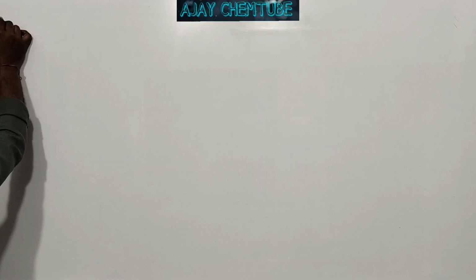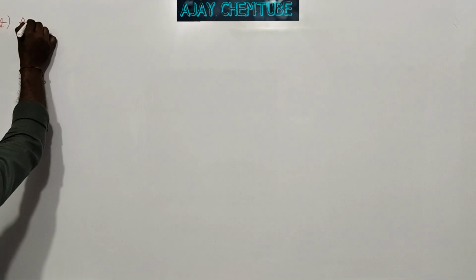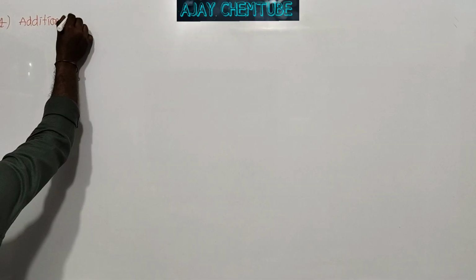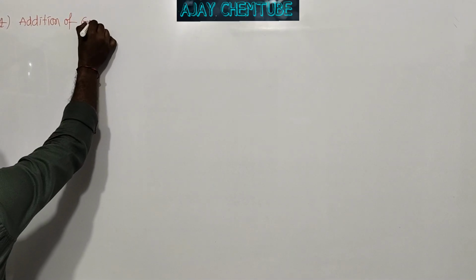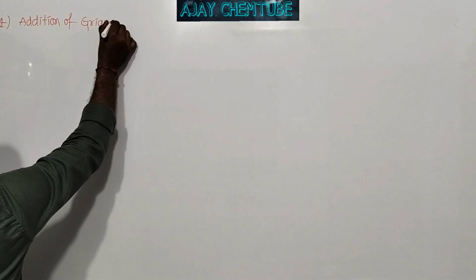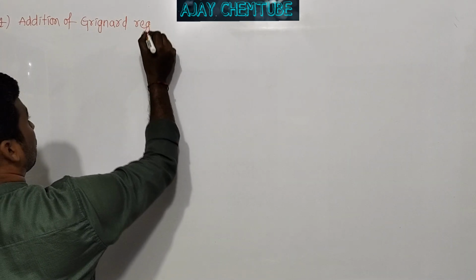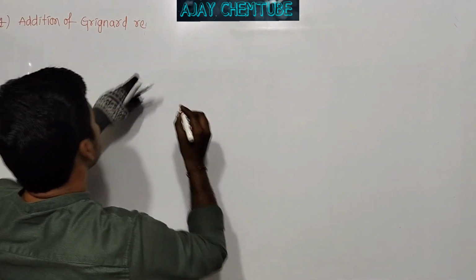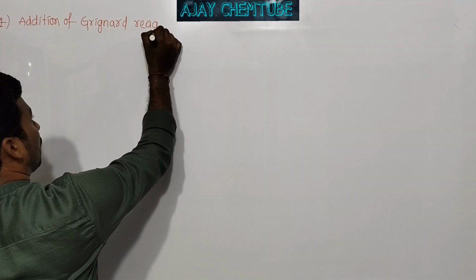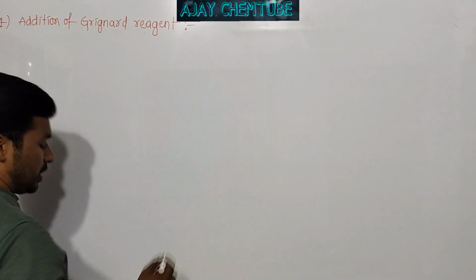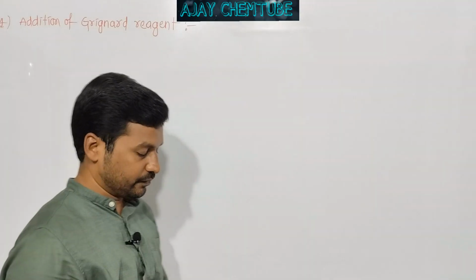Next, I am taking the fourth example, that is addition of Grignard reagent. Addition of Grignard reagent. What is Grignard reagent? Alkyl magnesium halide is called Grignard reagent.